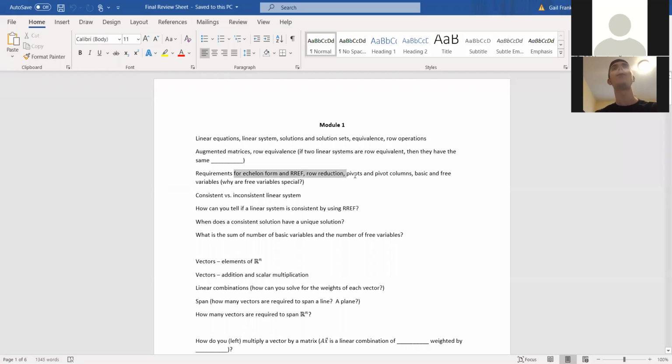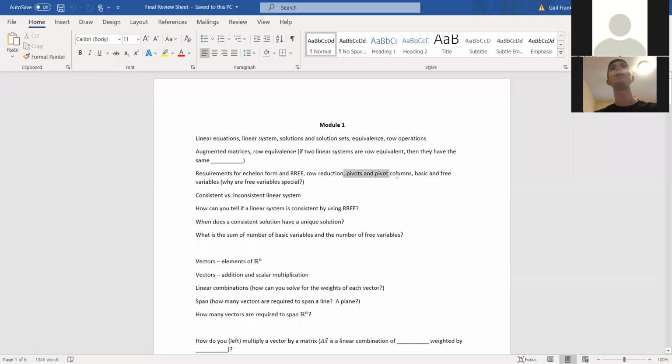Then echelon form and RREF: just remember all 0 rows are at the bottom for both. For RREF, you need all the leading entries to be 1, and both above and below a leading entry needs to be 0. For echelon form, you just need 0s below. So in echelon form you can have any upper triangular matrix, but for RREF you need the 1s.